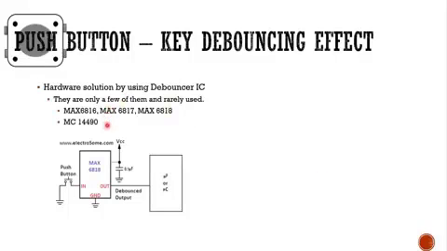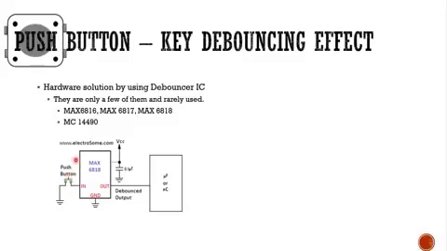And then the last one, we also have using a specific device instrument, which is an IC. We call it the debouncer IC. So these are the models that you can use if you want to avoid debouncing: MAX6816, 6817, then 6818. The number here indicates that this IC is designed for eliminating or minimizing the debouncing effect, and also MC14490.